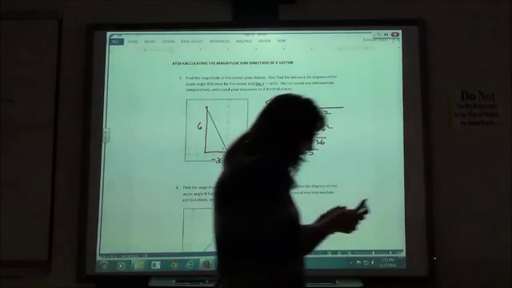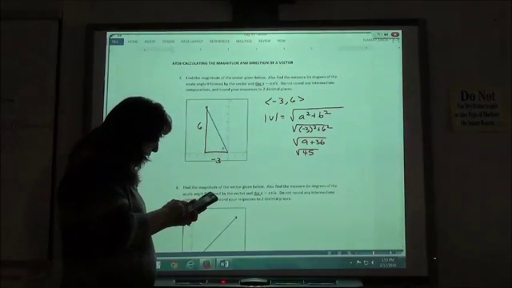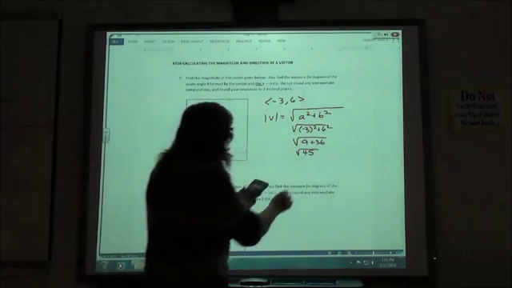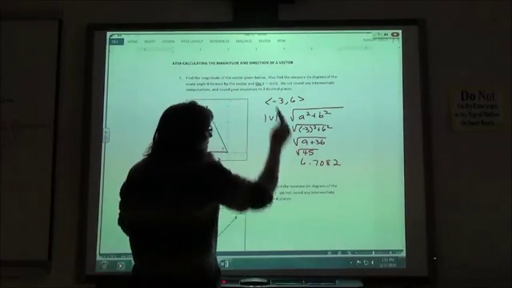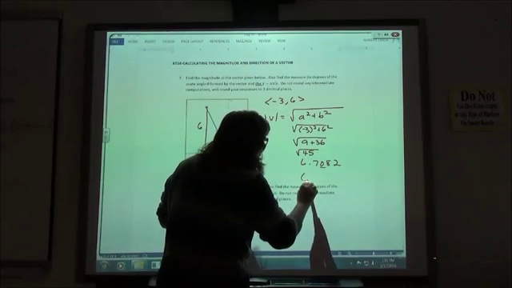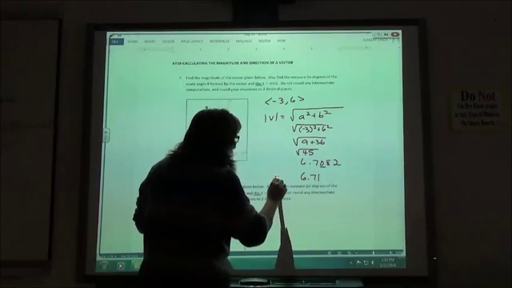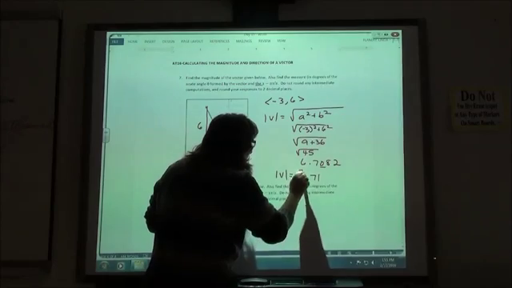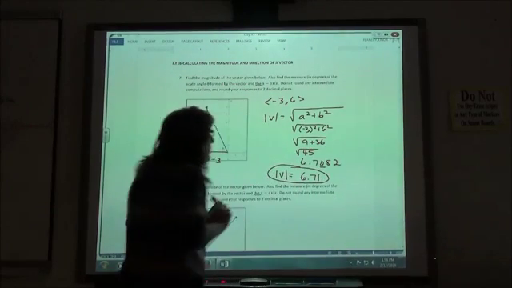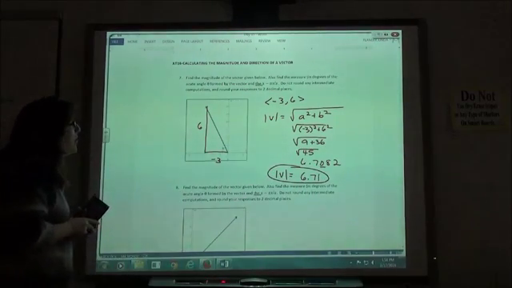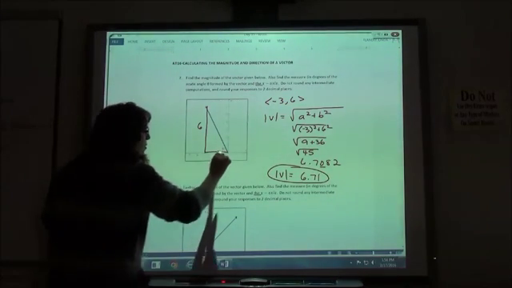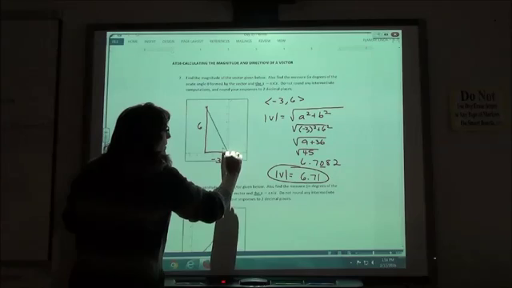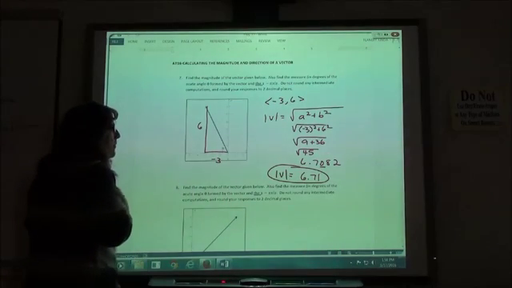So I'm going to grab my calculator here. Square root of 45 would give me 6.7082. I'm rounding to 2 decimal places, so 6.71 would be what the magnitude of my vector is. Now that's only part of the problem. They want us to find the magnitude and the direction of the vector. So what they really want us to do is figure out what this angle is in here.